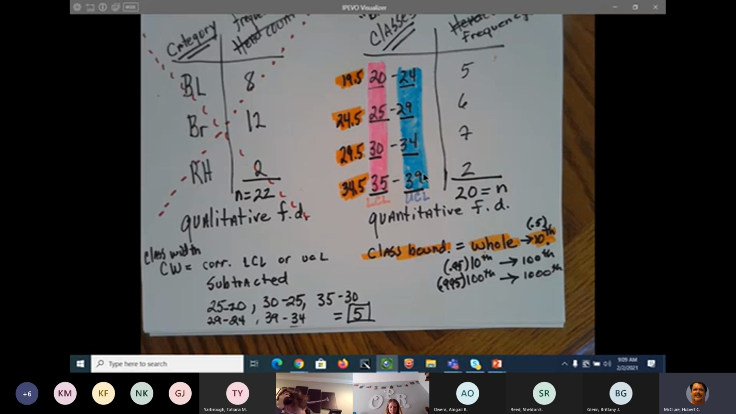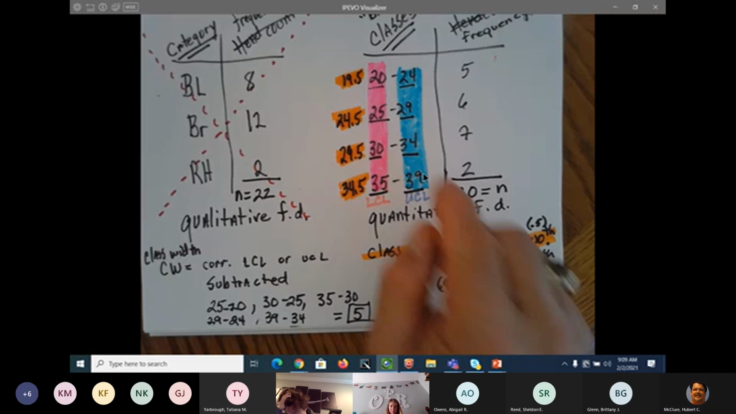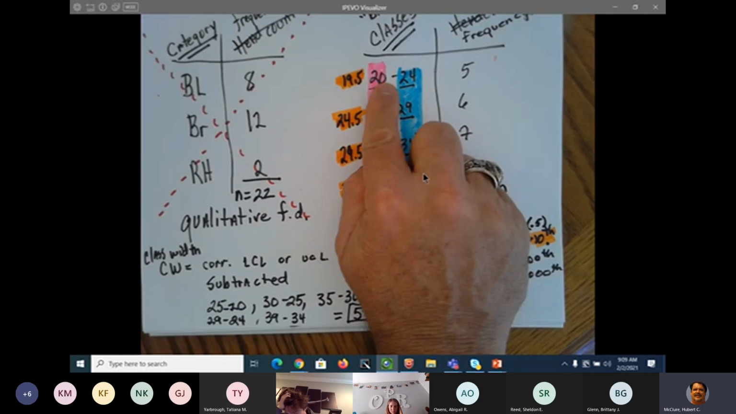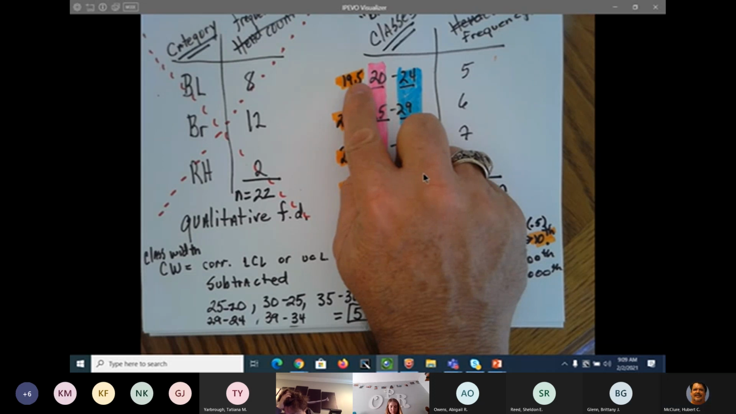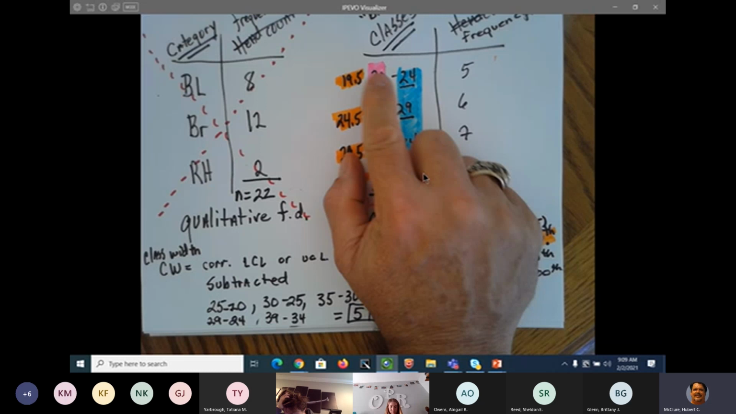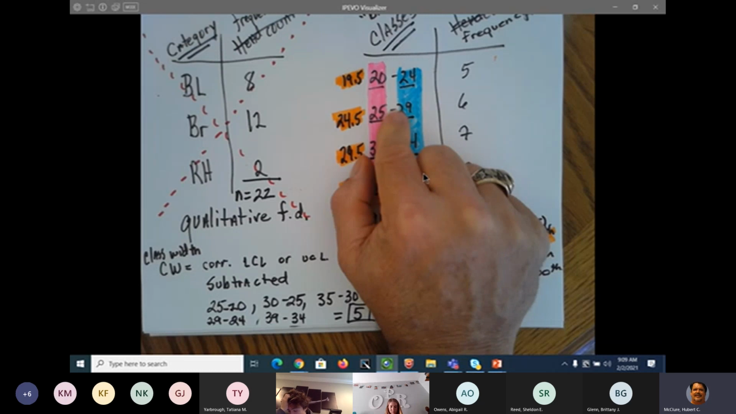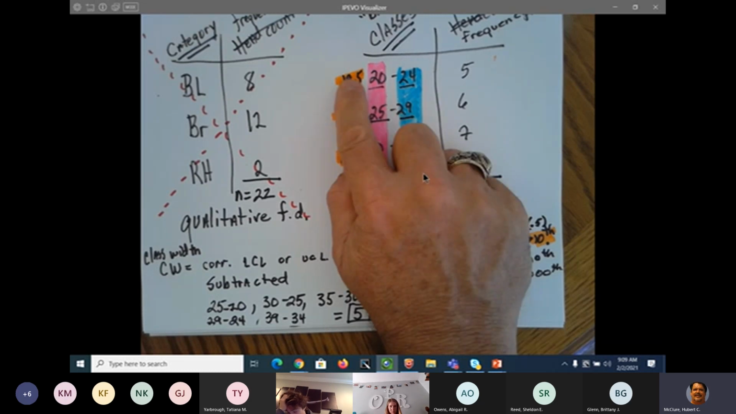Now, what if I had 20.1 here? Then I'd put 19.95 right here. If these were to the tenths, then I would go to the hundredth. If these were to the hundredth, I would go to the thousandth, 0.995, 19.995.